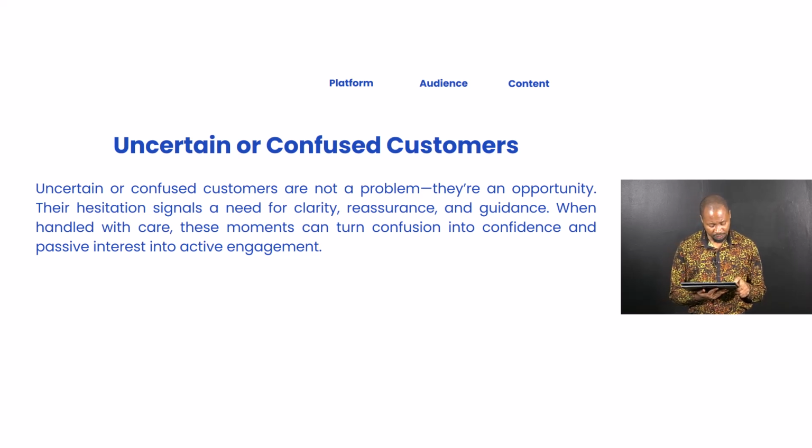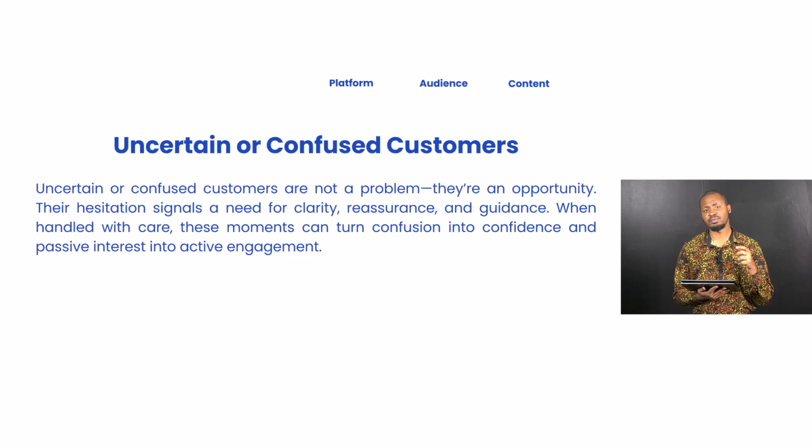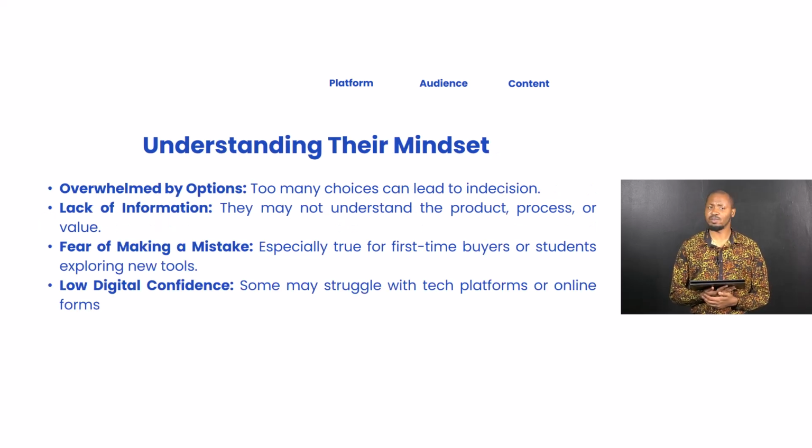and also it turns passive interest into active engagement. And when you are working with a confused customer, it is important for you to understand their mindset. Confused customers are not dull, they are not stupid. The only thing is that some things are not clear to them, because sometimes online people are overwhelmed by options. We live in the era of information overload, and sometimes there's a lot of information out there. Maybe you're trying to buy something and you notice that many platforms are selling the same product at different price ranges. Sometimes you don't know the one that has the best quality. You don't know whether you are getting the best deal. So sometimes customers can get confused.